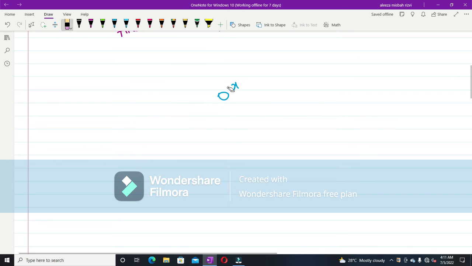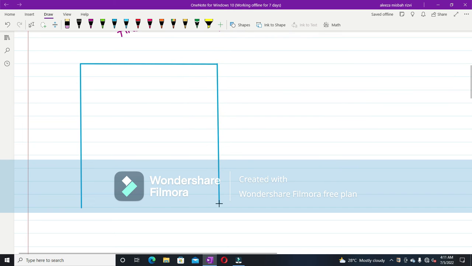Okay, so let me just draw the table. There are two types of prefixes: for larger quantities there are different prefixes, and for smaller quantities, smaller than centi, milli, those quantities, they are different. Okay, let me just draw the table. It might take some time, I hope.